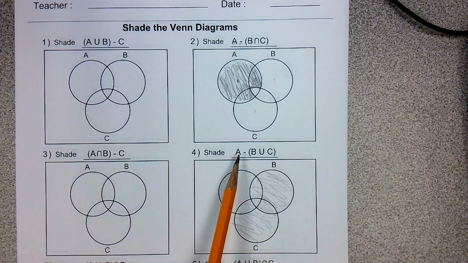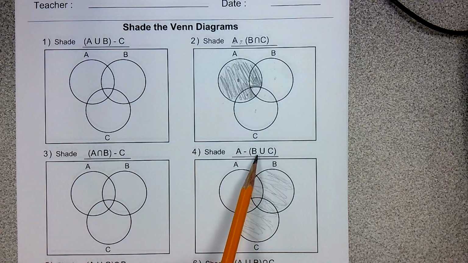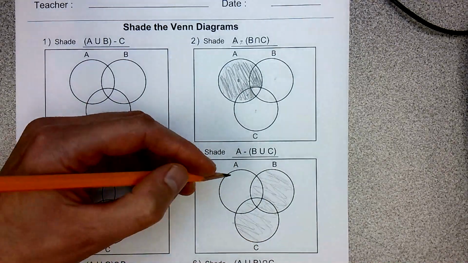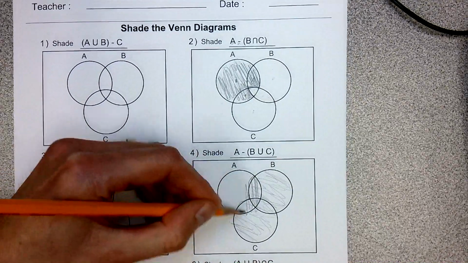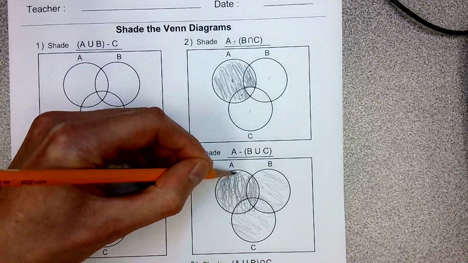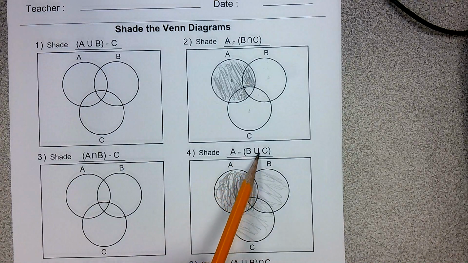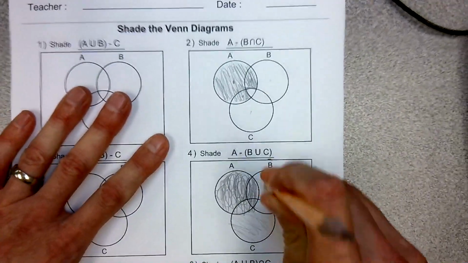Now I'm asking, what's in A, but not where B and C are? So it has to be in A, but it can't be in B or C. So it can't be in this region here. Well, this is all A right there. But I have to erase. I have to subtract. I have to take out wherever B and C are put together. So it can't be in B, can't be in C.